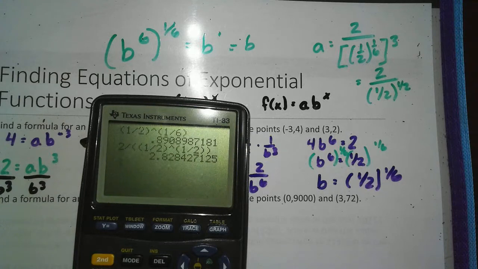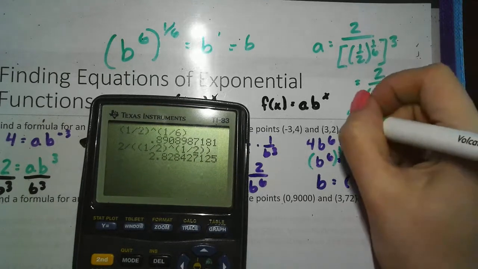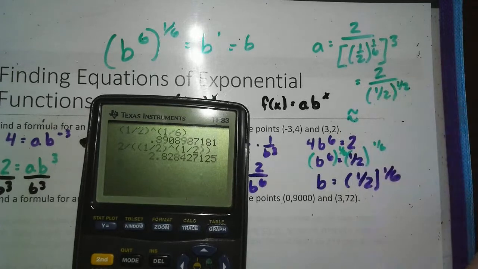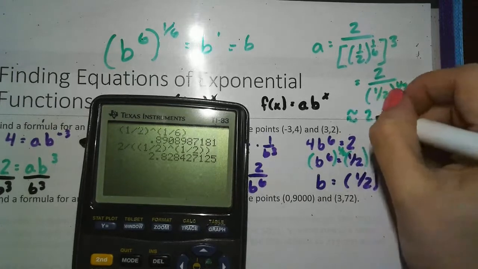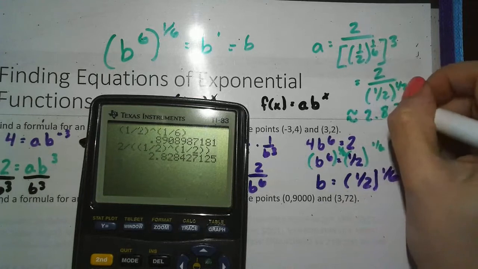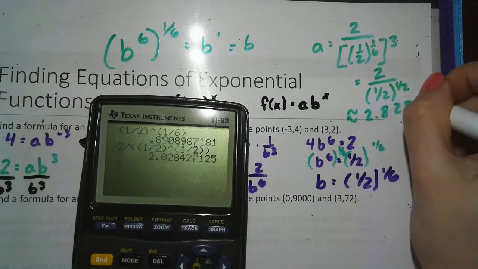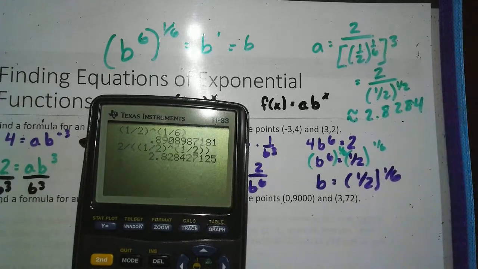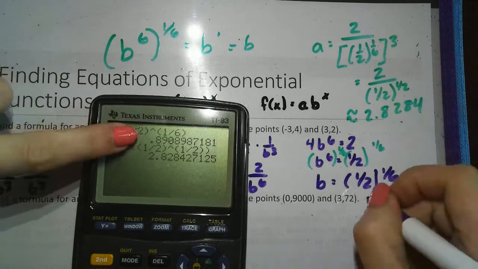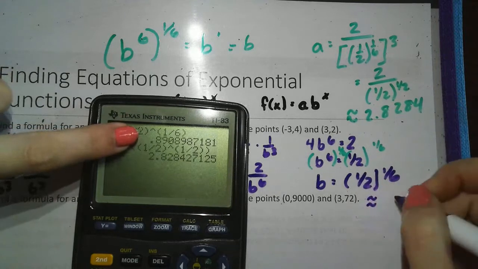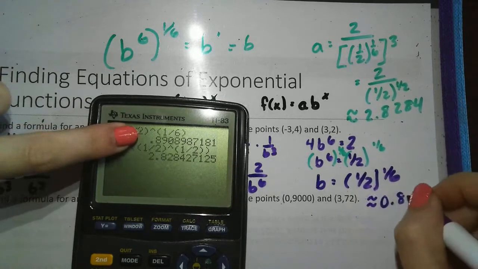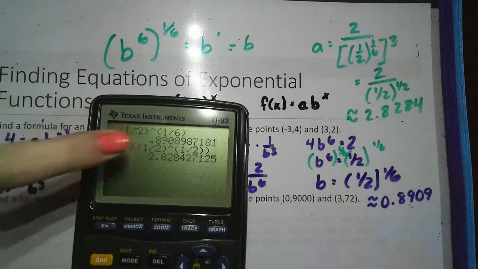I don't generally like using decimals, but I think it's time. So our a value is about equal to, let's take these out to 4 decimal places, 2.8284. And our b value was (1/2)^(1/6), which we had up here already, and that's approximately equal to 0.8909.